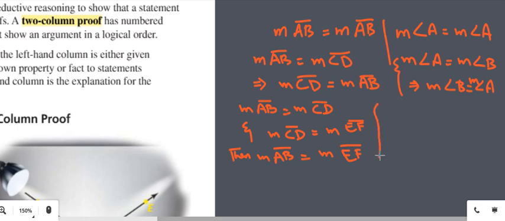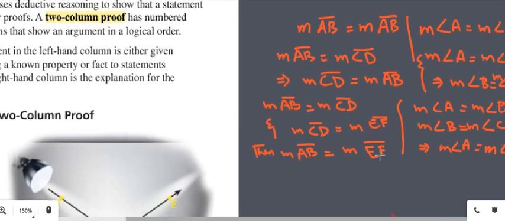In terms of angles, we can say that if measure angle A equals measure angle B and measure angle B equals measure angle C, this implies measure angle A equals measure angle C. This property is called the transitive property of angles.